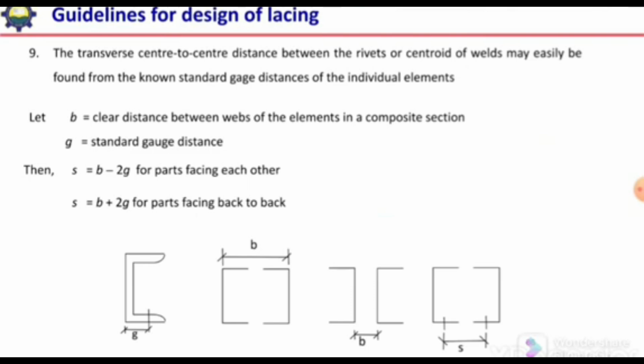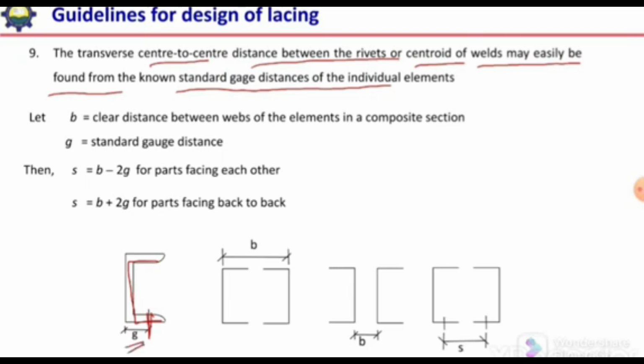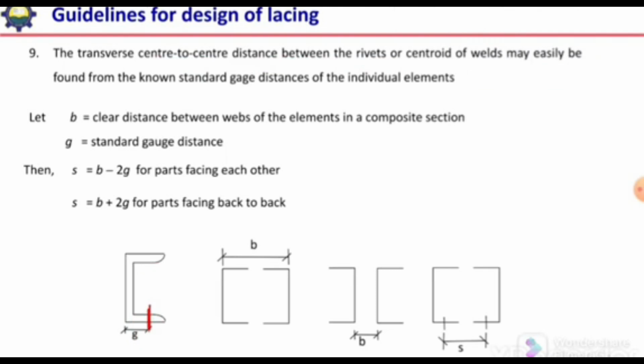Okay, next guideline is the transverse center to center distance between the rivets or centroid of the weld may be easily found from the known standard gauge distance of the individual element. For example, if we see this channel section, we have the standard gauge length given in the manual or code. So when we know this standard gauge length, it means the weld or the rivet should be provided at this location.